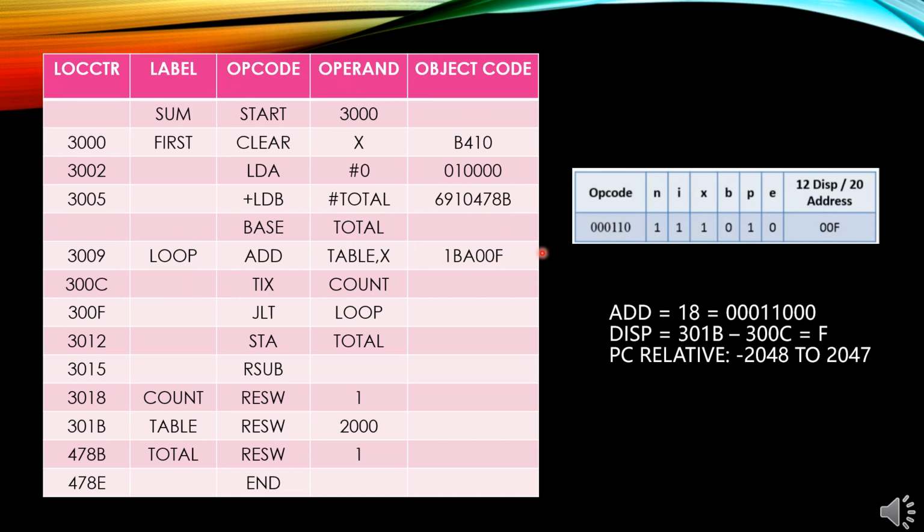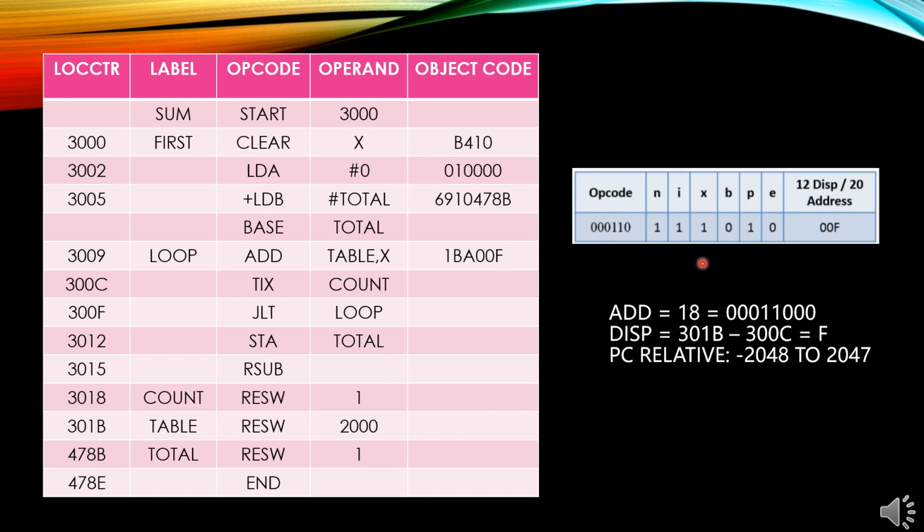The next instruction is ADD TABLE,X. The opcode is ADD and operand is TABLE indexed. So this is type 3, hence we use a 12-bit displacement and not the 20-bit address. Since this is indexed addressing mode, X is equal to 1, and N and I are also 1. E is 0 since it's type 3, and we check for program counter relative mode, hence P is 1.